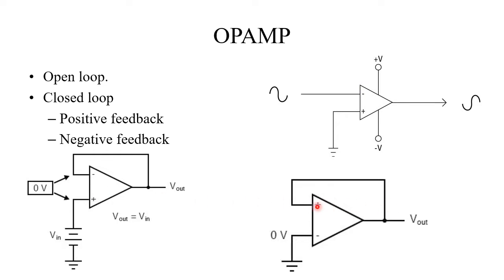In these two pictures there is feedback. The output is taken and given to the input, and there are 2 inputs: one is the inverting input and another is the non-inverting input. If the output is given to the inverting input, then it is called a negative feedback operational amplifier. If the output is given to the non-inverting input, then it is called a positive feedback operational amplifier. Okay, that is it.